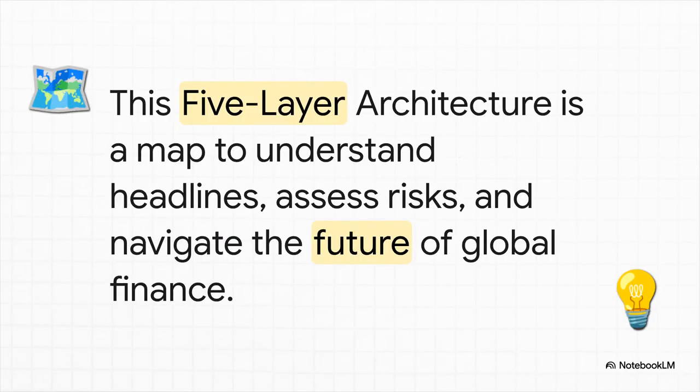So here's the bottom line. You now have a mental model, a map to make sense of what's happening in global finance. So the next time you read a headline, whether it's about a new fintech regulation, a sovereign debt crisis, or a climate finance deal, you can place it on the map. You can see how it connects to the other layers, and you can understand what it really means.